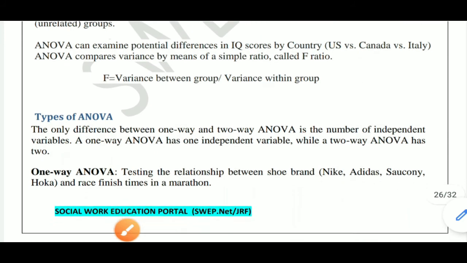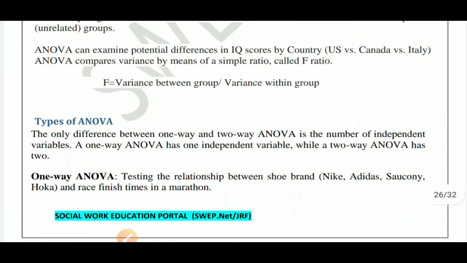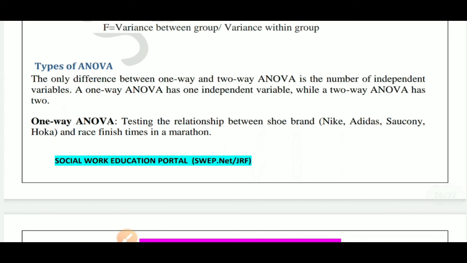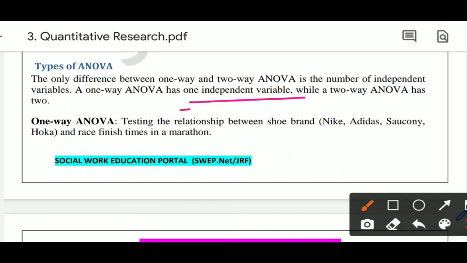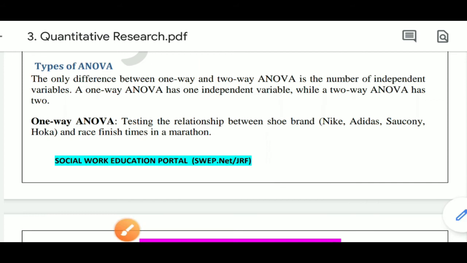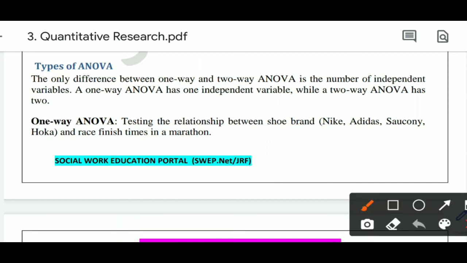There are two types of ANOVA that you can use. The first is the one-way ANOVA. One-way ANOVA is basically used when there is only one independent variable. We will take some examples so that it will be very easy to understand the types of ANOVA. The other is the two-way ANOVA, which has two independent variables. So let's understand by taking an example. Like there's a marathon. In the marathon, the participants use different brands of shoes. So in one-way ANOVA, we are testing the relationship between the shoe brand and the time taken by the participants to finish the race. So here is one independent variable.